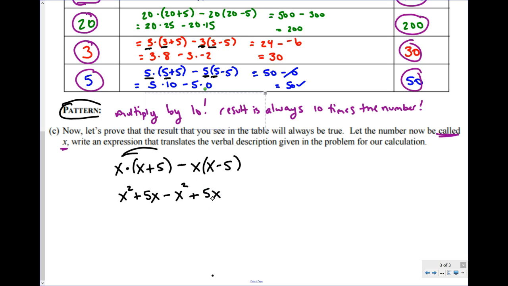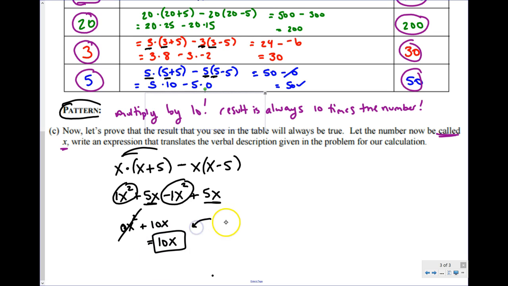Okay, now I combine like terms. I see this negative x squared and this positive x squared. So this is like saying invisible 1 minus invisible 1. What's 1 minus 1? 0x squared. Then I've got 5x and 5x. 5 plus 5 is 10x. Well, 0x squared we don't write because it means 0. So this means that this is 10x. And does that make sense? Does this mean multiply by 10? Absolutely. So our pattern works, and we've proved it with our algebraic expression.